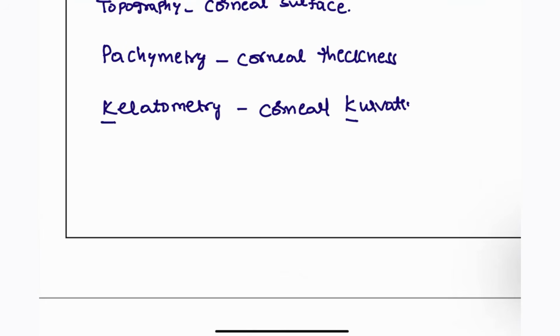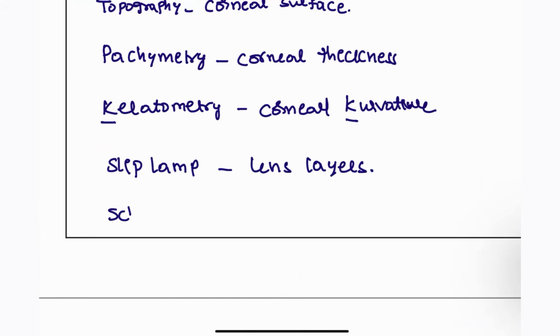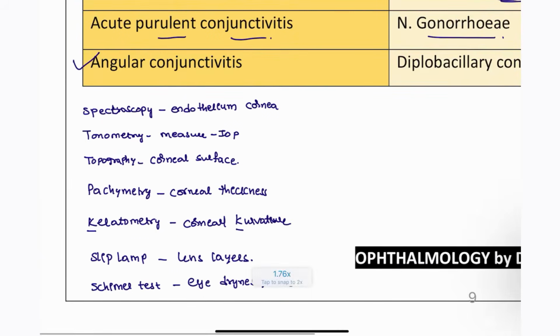Okay. Next, another one we are going to use is the slit lamp, right? So the slit lamp is for the lens layers. Lens layers you are going to examine with the slit lamp. Next, the Schirmer test. Schirmer test is for eye dryness. You are going to look at the eye dryness and tears. That is for the Schirmer test. These are the important tests that we are going to use in ophthalmology settings.